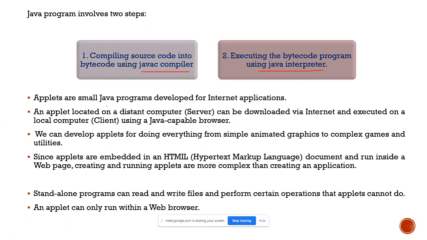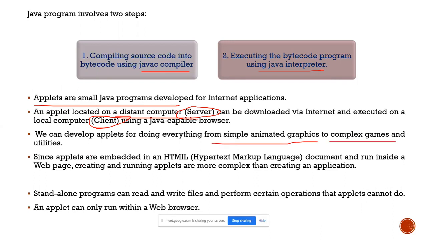Applets are small Java programs developed for internet applications, and an applet is located on a distant computer, which we normally call a server in computer terms. There are two terms we always use, client and server. The applet is located on a distant computer called the server, and it can be downloaded through the internet and executed on a local computer. We can develop applets for everything from simple animated graphics to complex games.